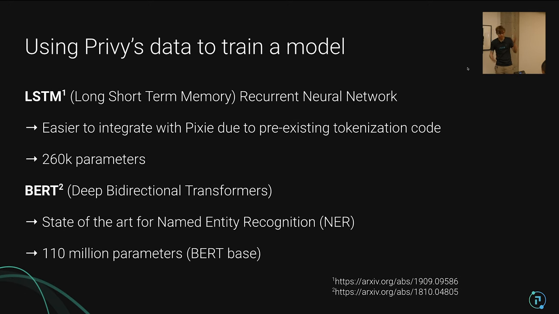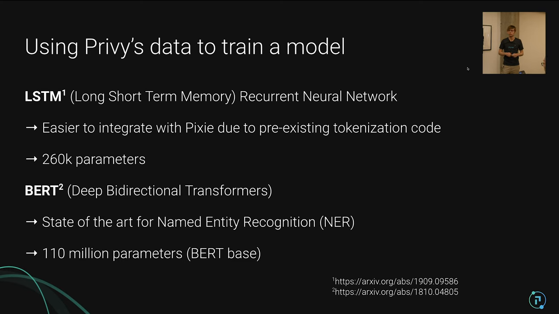All right, so now that we have a data set, what do we do with it? Well, we train a model. So what I've done is look at two types of models to train that can identify PII and solve our binary classification problem. One is a recurrent neural network, LSTM. The other is BERT, which is the more state-of-the-art approach currently in natural language processing.